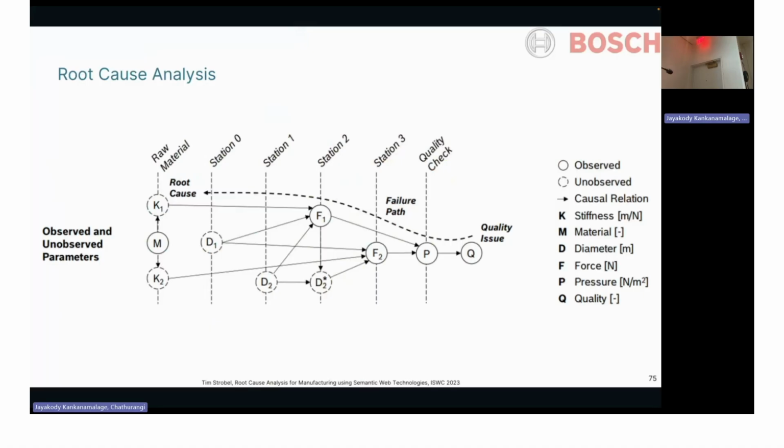Because the variables that are dashed are actually unobserved. And this is actually really problematic in real production systems. So it's estimated that almost half of all parameters or variables in the systems are actually unobserved. So these we don't actually measure, but they have causal effect. So in this case, the true root cause is like the stiffness of the material, which caused too much force to be applied, right? But we don't actually ever write down or measure the stiffness.